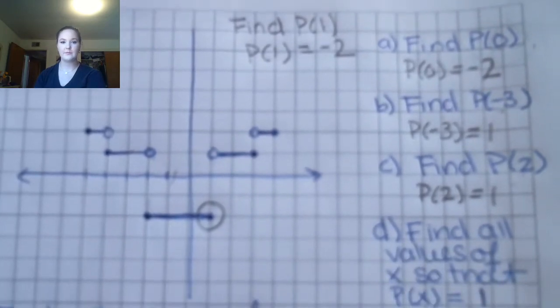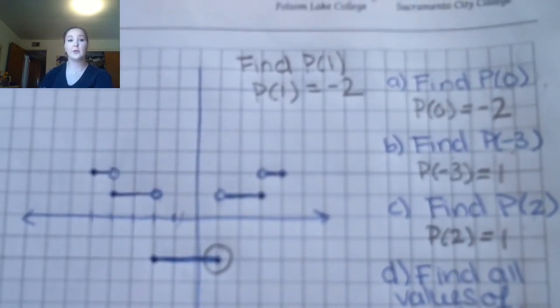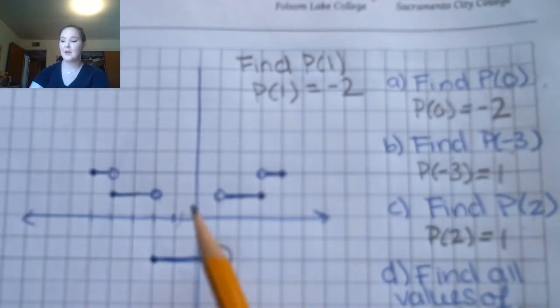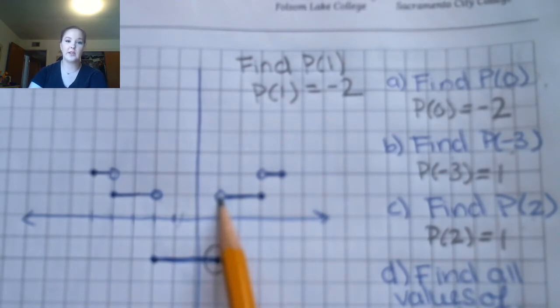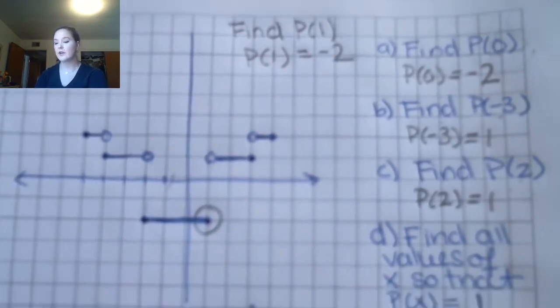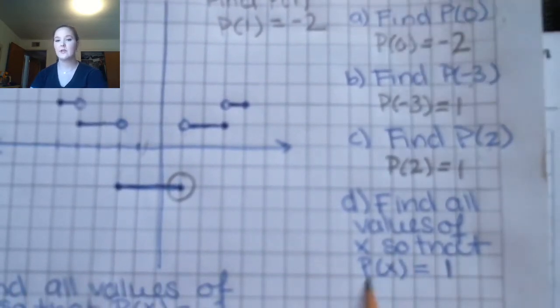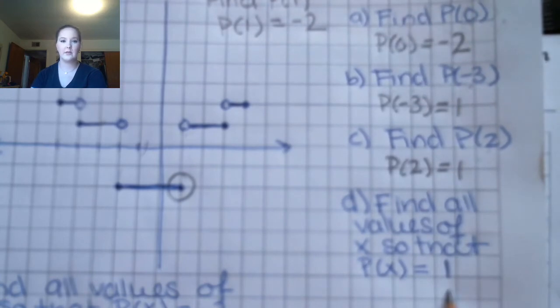Okay. All right. I hope that makes sense. I know that can be a little bit confusing when you're getting used to these graphs with the holes in them, but you guys will get used to them. And remember, the hole just means it's really not part of the graph. Okay. So let's move on to part D. Okay. Find all values of x so that p of x is equal to 1.